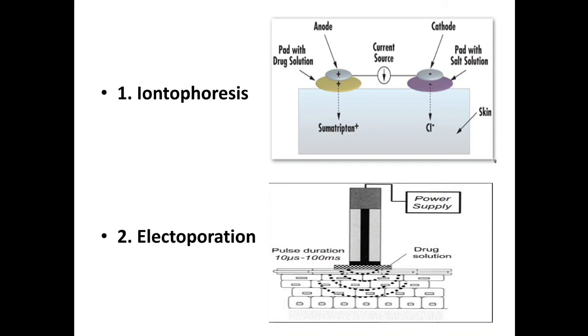Then electroporation. Here also we apply an electric field from power supplies. It creates transient aqueous pores in the lipid by application of high voltage. We apply an electrical pulse of approximately 100 to 1000 volts per centimeter for a short period, in milliseconds. We apply the high voltage, and that goes for the permeation part.